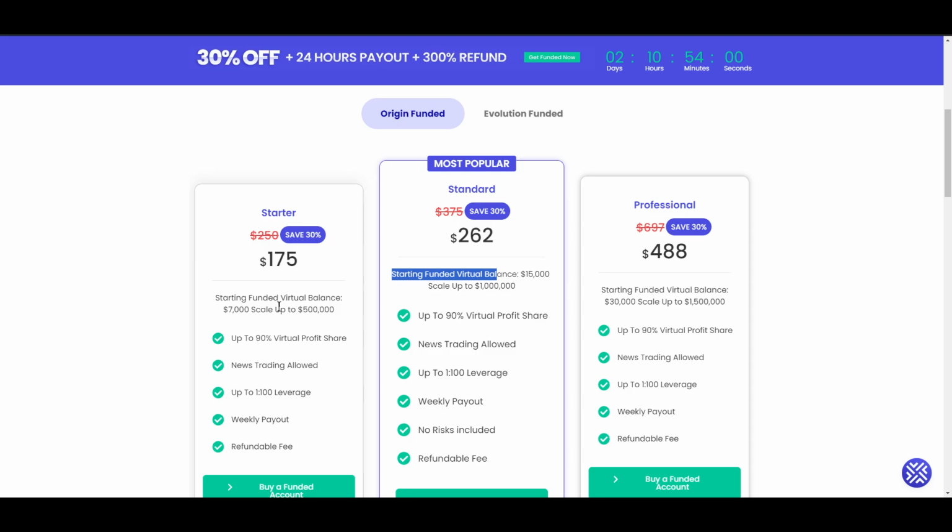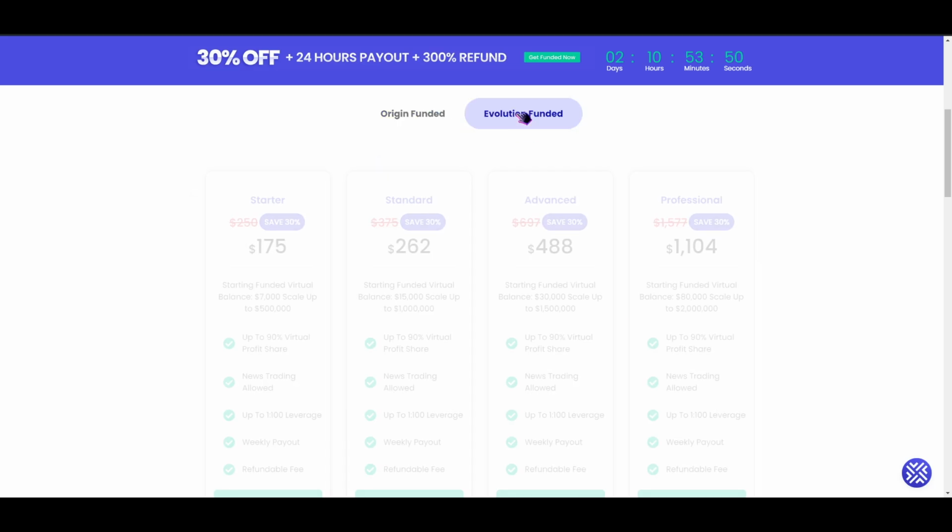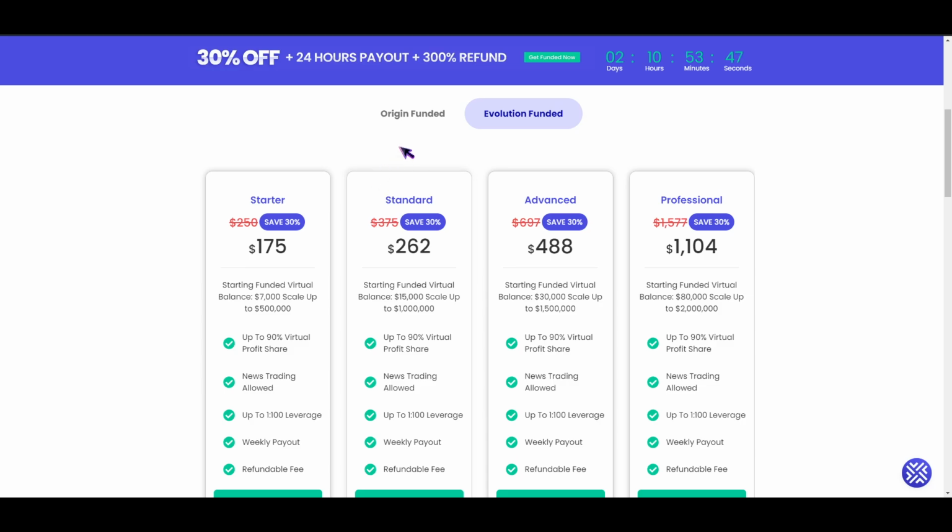Starting funded virtual balance is $7,000 for Starter. Then for Standard, your starting balance would be $15,000. Then for Professional, you'd be starting with $30,000 on your hand. Now in the Evolution Funded, Starter starts at $7,000, Standard at $15,000, Advanced at $30,000, then Professional at $80,000 US dollars. And the scale levels are also different.